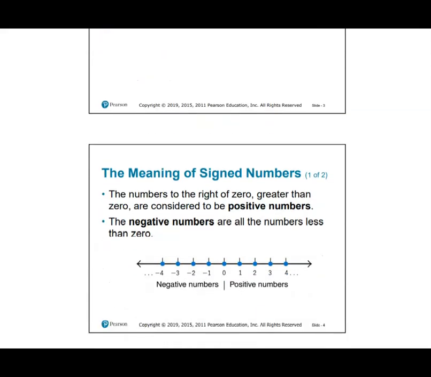The meaning of sign numbers: the numbers to the right of 0, greater than 0, are considered positive numbers. The negative numbers are all the numbers that are less than 0. So if we look at this number line here, we've got 0 in the middle. If we go to the right, we're counting up in the positive direction. If we go to the left, we're moving in the negative direction.